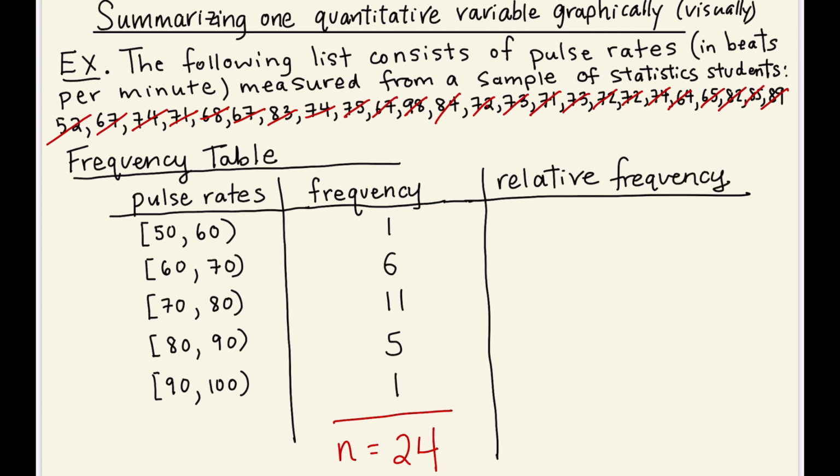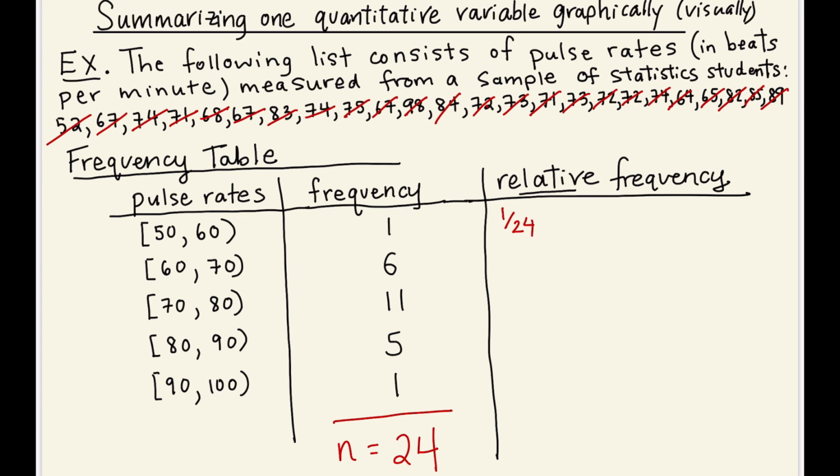So what is a relative frequency? Relative frequency just means I'm going to look at the percentage instead of looking at the count that you see here. For example, in the first class, pulse rates in the class 50 to 60, there's 1 pulse in that class. And so I can divide 1 by the total, which is 24.